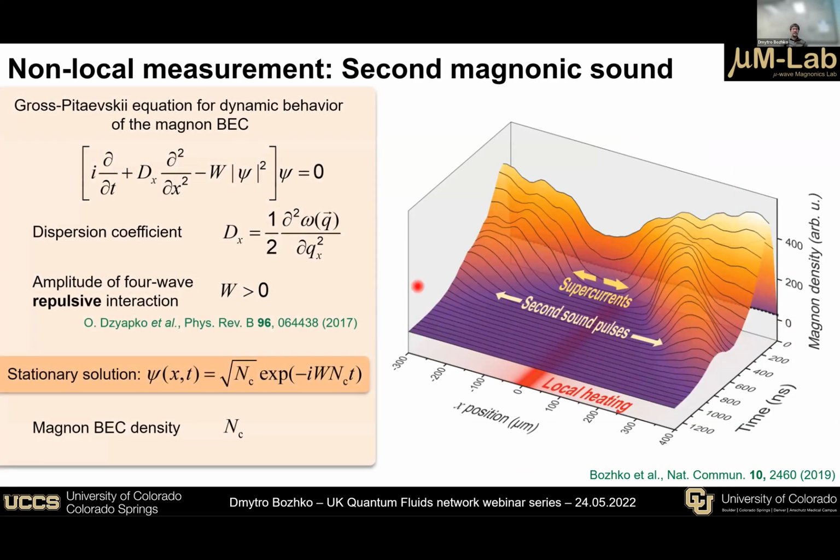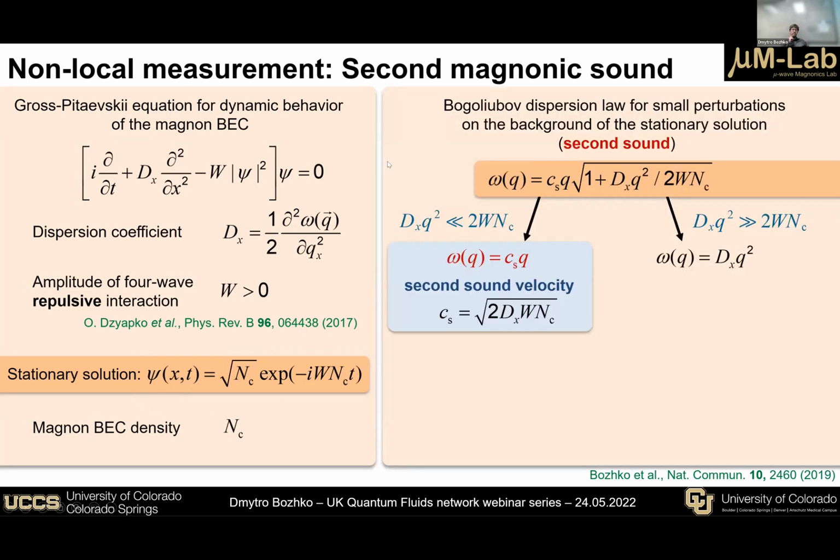So essentially, because the dispersion coefficient in that direction is much larger, we can expect that the propagation is stronger, faster in that direction. The stationary solution of the Gross-Pitaevskii equation is our Bose-Einstein condensate. And the dispersion law for a small perturbation of this solution is the second sound. The dispersion looks as follows.